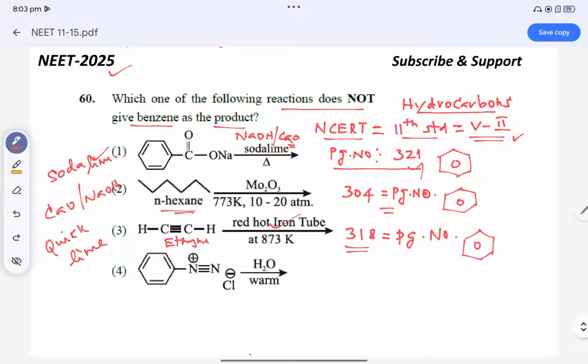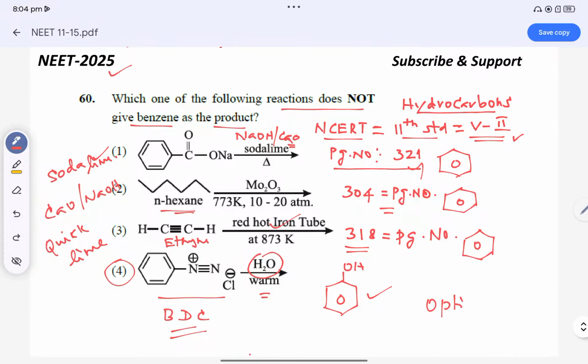But at the same time, this one is called BDC, benzene diazonium chloride, which is treated with warm water. I get the product as phenol. This benzene diazonium chloride is highly unstable. Simply shaking with water, you get phenol. So what is the question they ask? Which one of the following reactions does not give benzene as the product? So option 4 will be the correct answer.